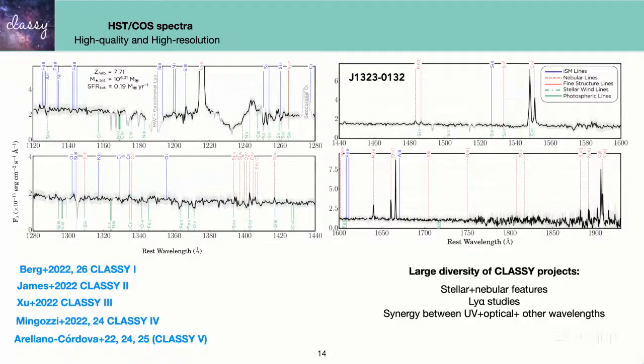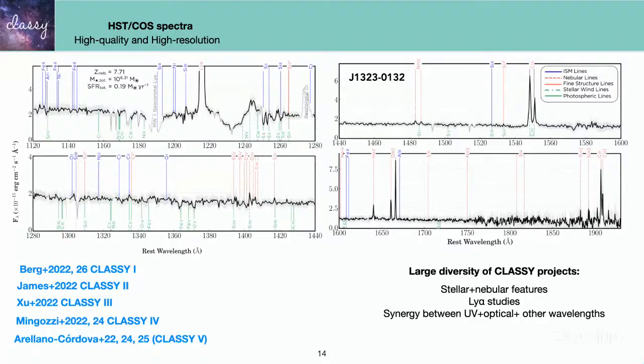So the data for CLASSY is free. We have the optical and the UV in different files. If you are interested to explore these spectra more, Ricardo worked here, and I will be here. If you want to speak about CLASSY, or explore these spectra a little bit more, I think we'll be happy to do that. So yeah.